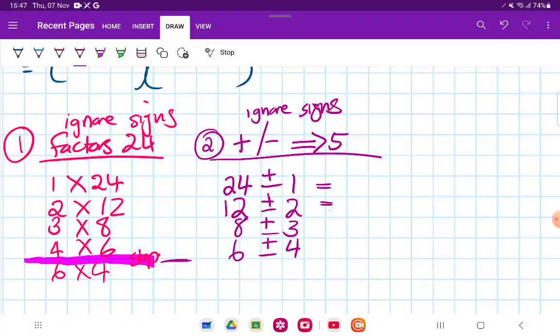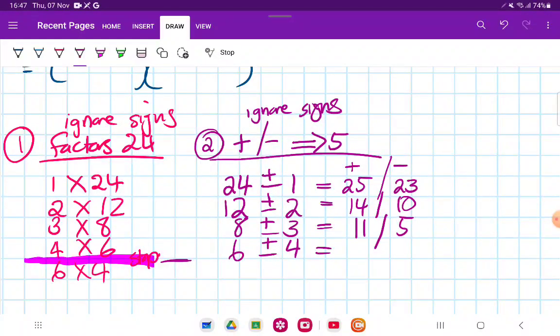So let's quickly answer those questions. Your first answer is going to be a plus answer, and the second one is if you subtract. 24 plus 1, 25. 24 minus 1, 23. Those are your two answers. 12 plus 2 is 14, or 10 if you subtract. 8 plus 3 is 11, or 5. And 6 plus 4 is 10, or 2.